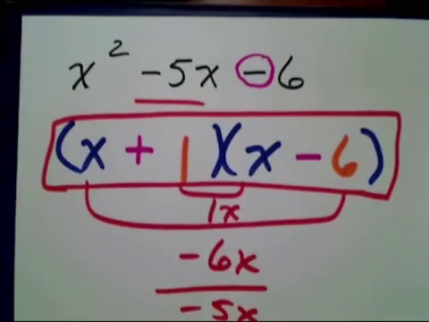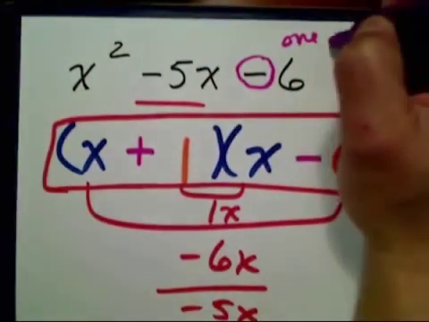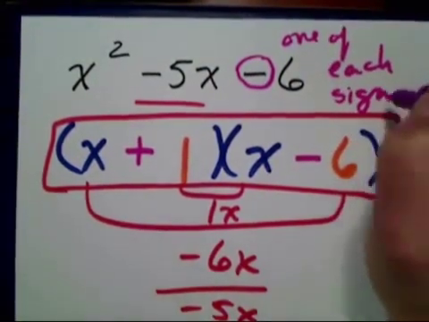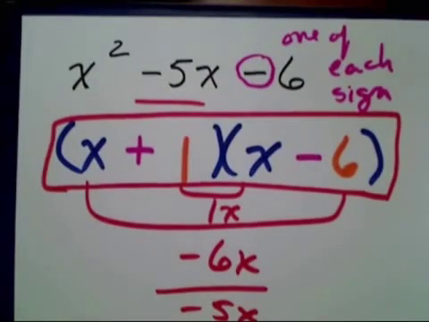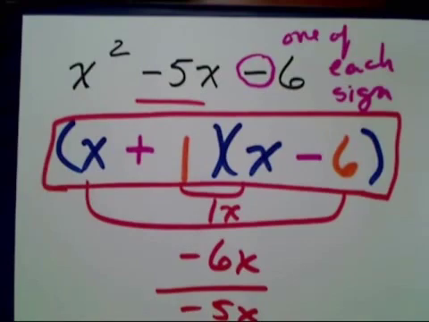So because this was a minus up here, I knew I needed one of each sign. Because it was negative here, my bigger number needed to be negative. And then I was really subtracting. It was a 6 minus 1 to get me a 5. With the 6 being larger, it stayed a negative 5. Be careful with your signs.